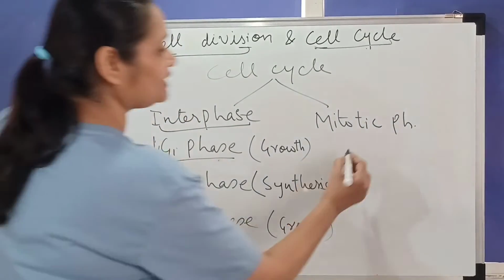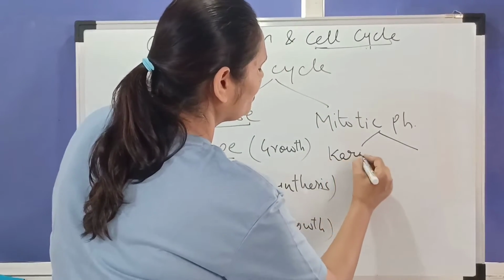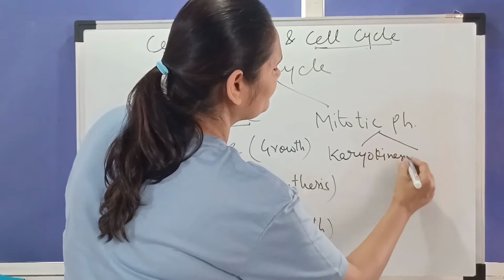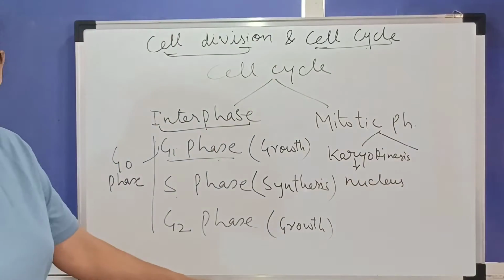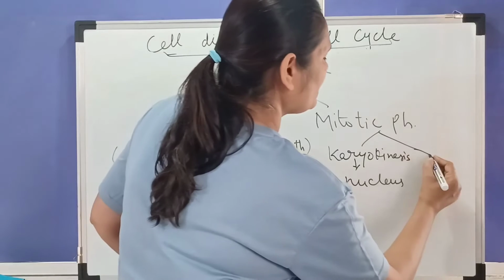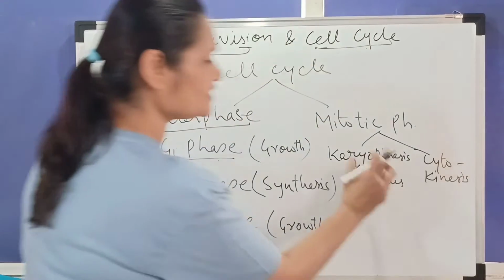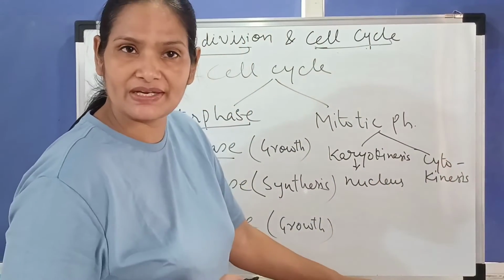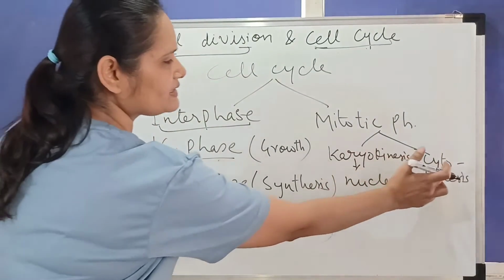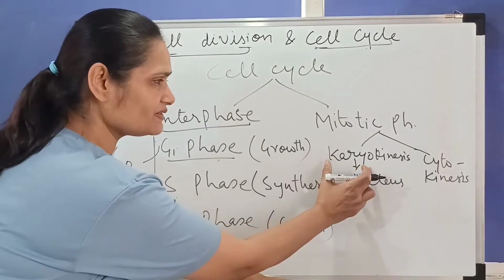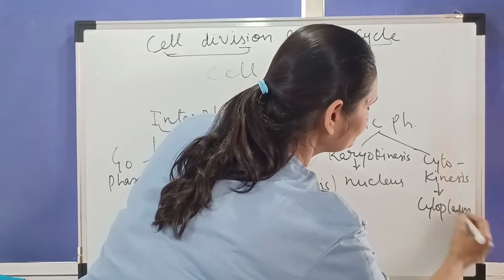Okay. Now mitotic phase again is divided into two parts. One is karyokinesis. Karyo means nucleus. So in karyokinesis, division of nucleus takes place, and the second phase is cytokinesis. So after the nucleus has divided, cytoplasm also divides, right? So mitotic phase is further divided into two subphases. One is karyokinesis and the second is cytokinesis. So nucleus divides and then the cytoplasm divides. Okay.